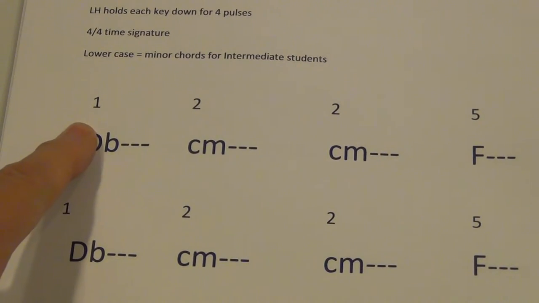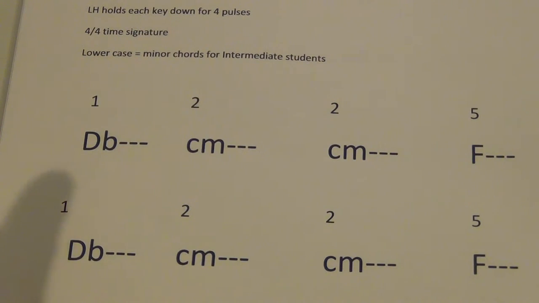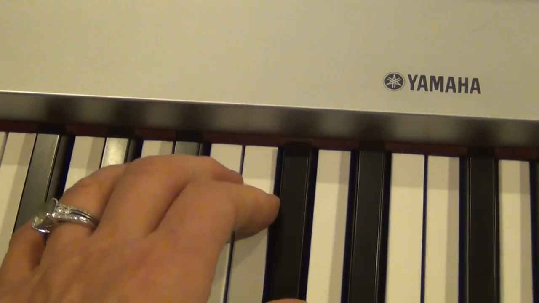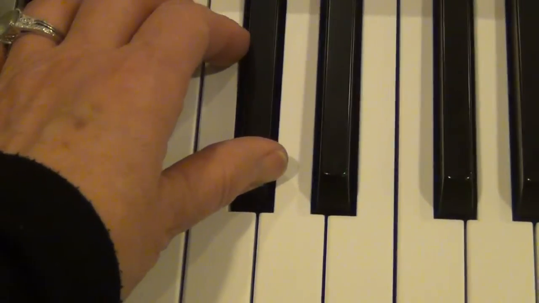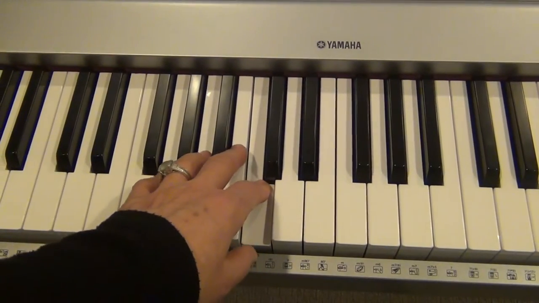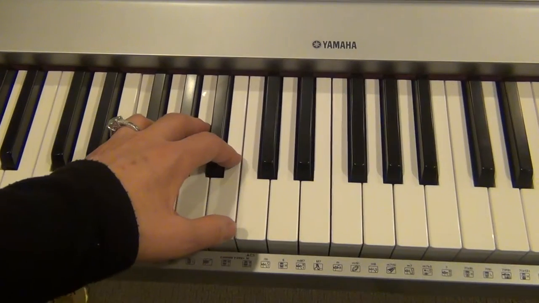So the finger numbers are up above. This is for the left hand. The left hand's going to be playing D flat, and then it's going to play C, and C and F. So it's going to go like this. D flat, pulse, pulse, pulse. C, pulse, pulse, pulse. C, pulse, pulse, pulse, F.